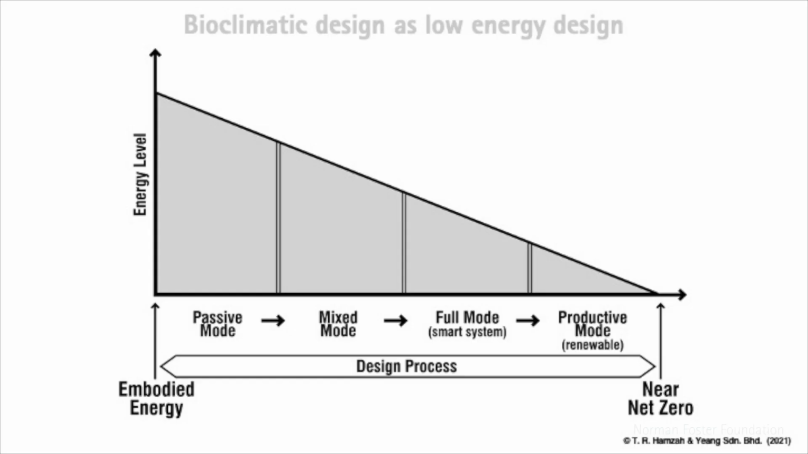Now, designing for net zero energy is essentially a series where you go from passive mode or bioclimatic design, to mixed mode, to full mode, to productive mode. So productive mode means you produce your own energy. And this is, if you like, the whole process. But you have to start from optimizing each of these stages. Otherwise, if you go straight to productive mode, you'll miss some stages, which could make it into a high energy building.